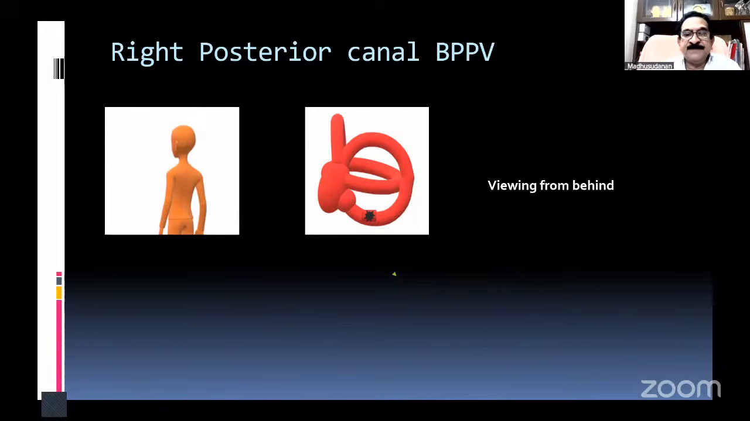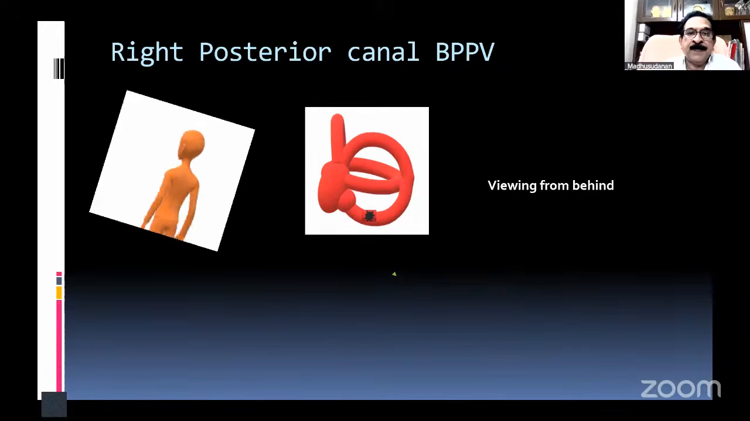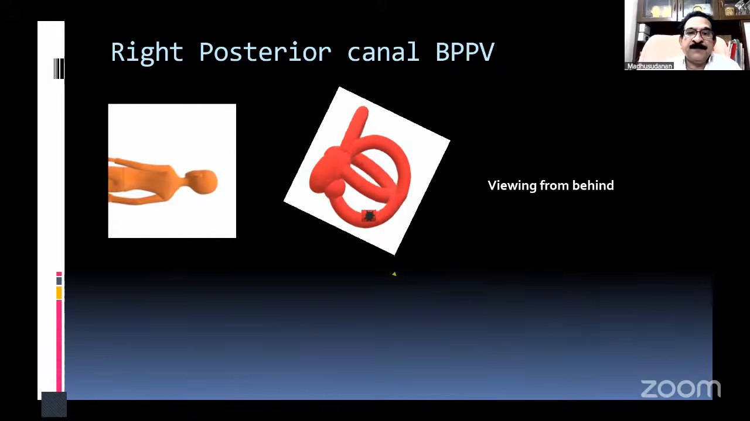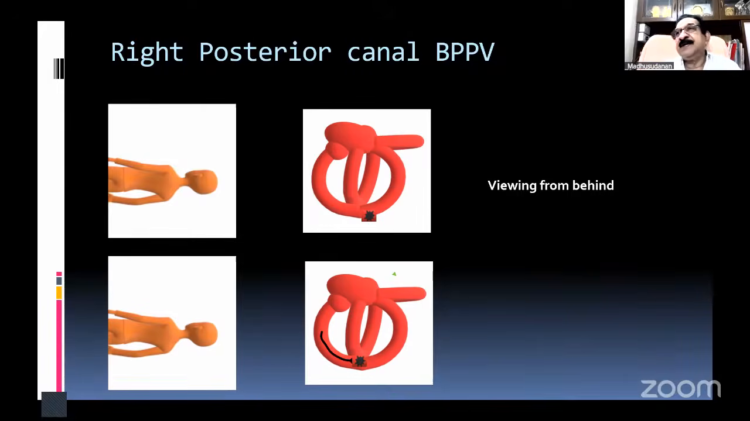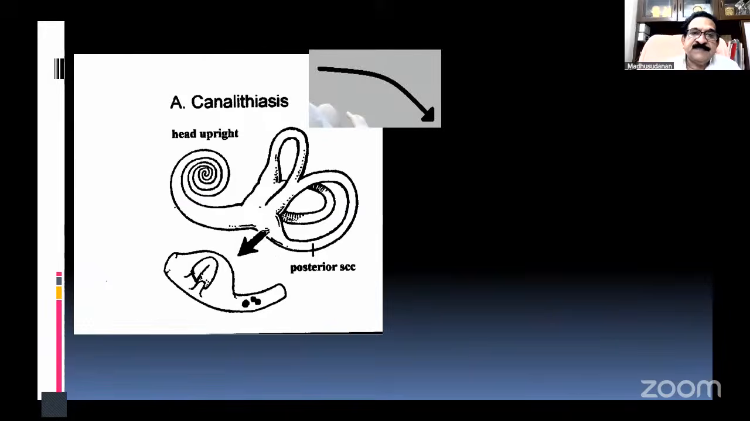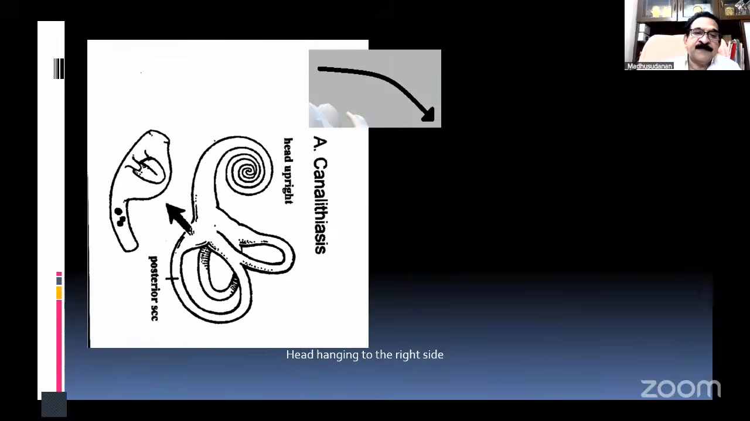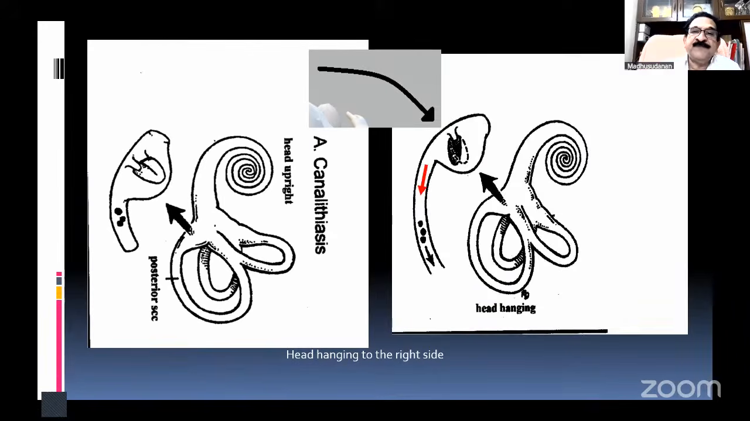So for example, I'll show the picture. If you view from behind, when you rotate backward, the particle moves away from the ampulla like this, so that canal gets stimulated. That is the right posterior canal BPPV. This is putting it in simple terms, and here is another picture. This is a free flowing particle lying there. This is head upright. When you tilt the head like this, the particle moves away from the ampulla and that will get stimulated.